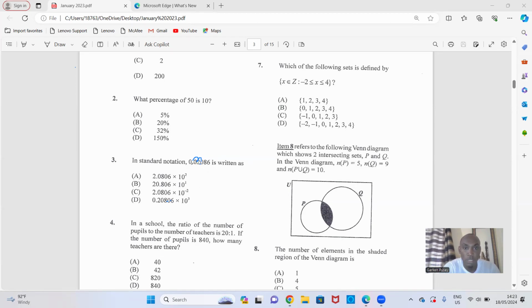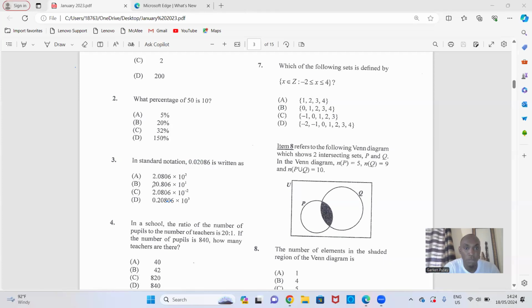Another way to remember this, of course, this number is actually less than 1, so it's 0 point something. Once it is 0 point something, if you're going to write that in standard form, your power is going to be a negative power. And that's the answer for the third one.